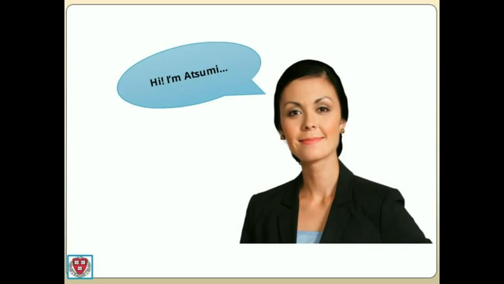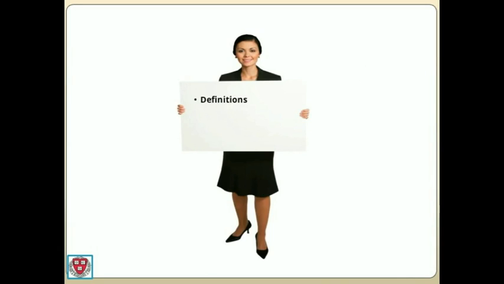Hi, my name is Atsumi, and I'll be your guide for this course. I'll first introduce you to some common definitions, then talk about the different evaluation approaches, discuss different types of logic models, and conclude with the use of indicators.